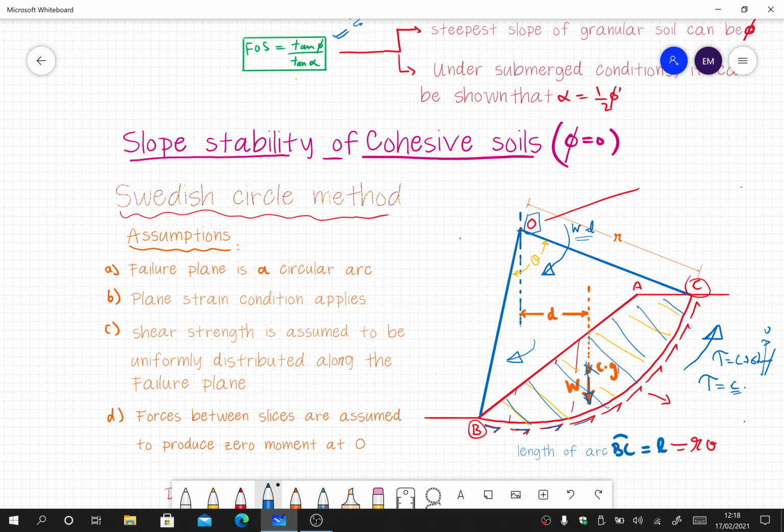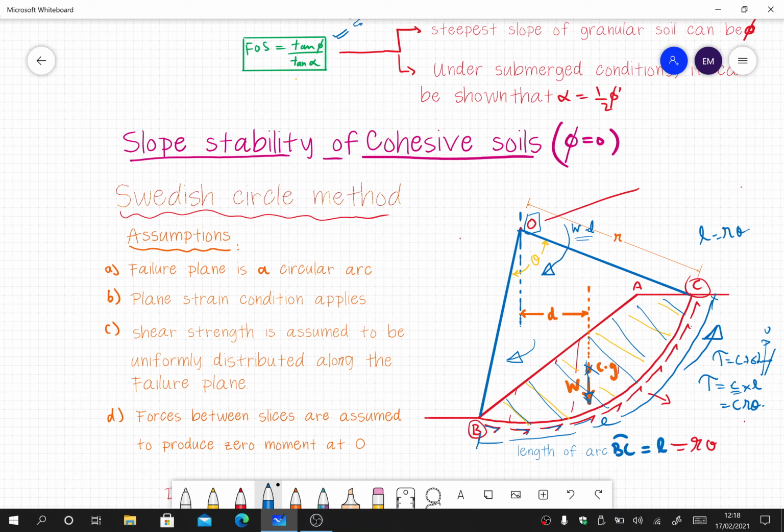So if we want to find C along the whole length, what will we do? We will multiply it with L, where L is the length of the arc, this length here from B to C. And if you remember from your maths, L is equal to R theta, where R is the radius of the circle that is making up the arc. So the shear force will be equal to C R theta.